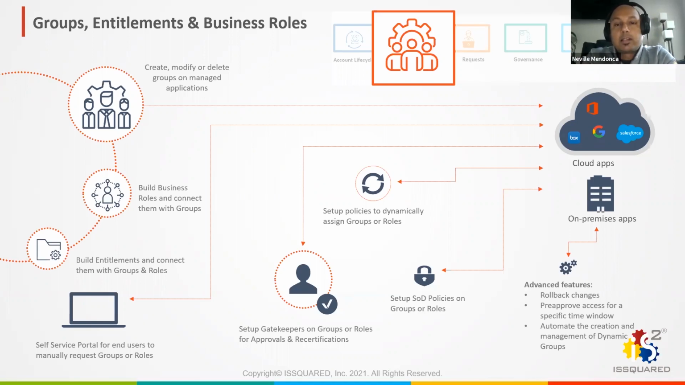These groups or roles can be dynamically assigned based on user attributes. SOD policies can be set up both at the group level as well as the role level. You can set up gatekeepers, which could be business owners or system owners, on groups as well as roles. And these are the users who would be doing approvals or your attestations. Right? Then there are some advanced features that come with ORSUS.